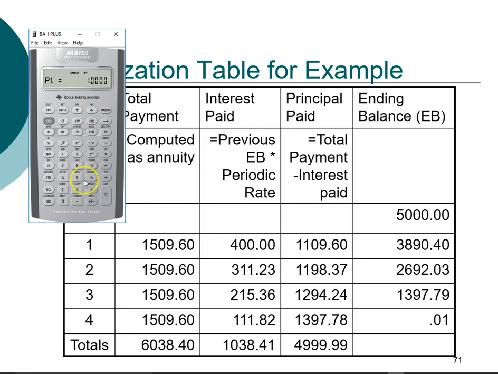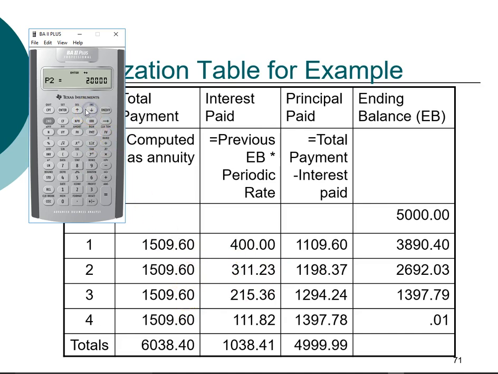Now we can do the same thing to look at year two. So two, enter, and two, enter. See that P1 is set to period year two, and P2 is also set to year two. Now you scroll down, you'll see that this gives us the ending balance of year two, the principal portion in year two, and the interest portion in year two. So you can do that for year three, year four, and so forth.